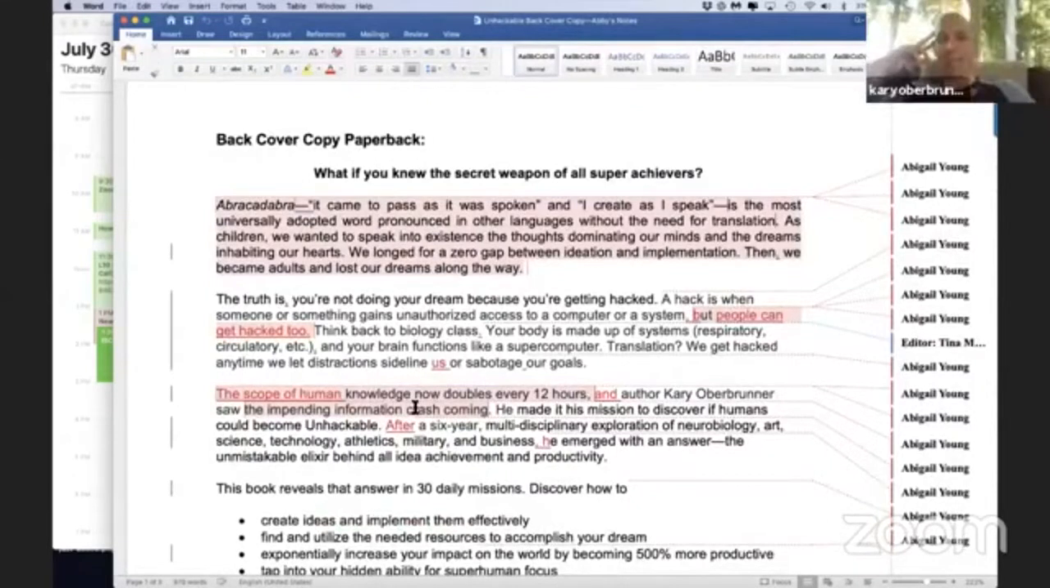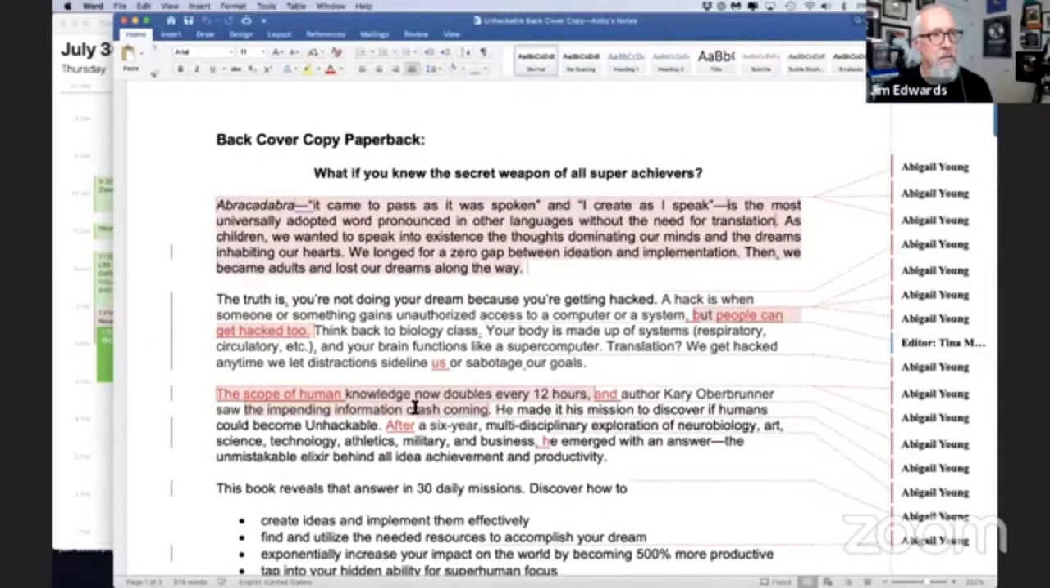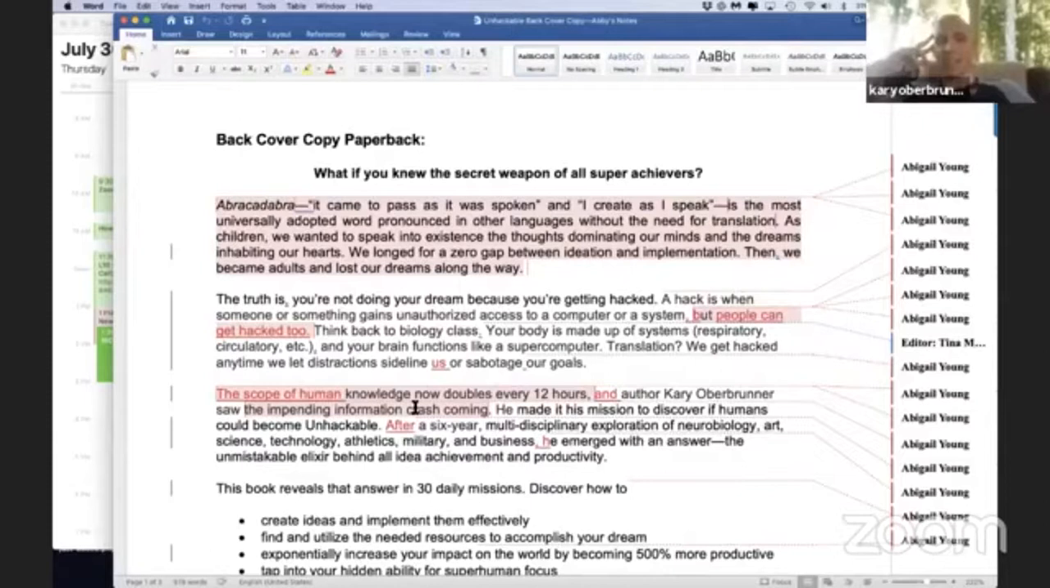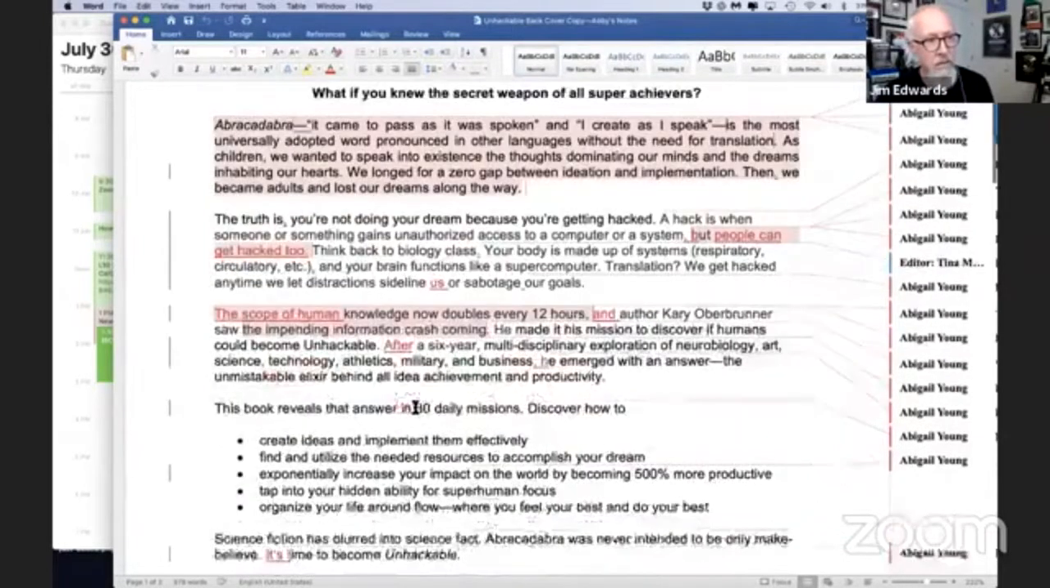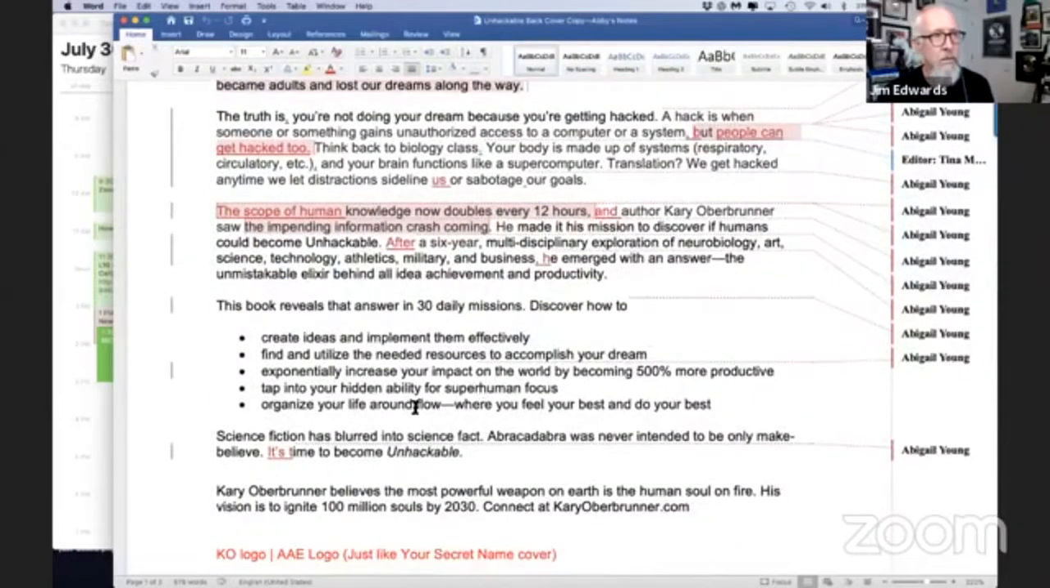Okay. The truth is you're not doing your dream because you're getting hacked. Eh, too heady. It's not doing anything for me. This is like a science book. Nah, this is reading like a traditional book cover.